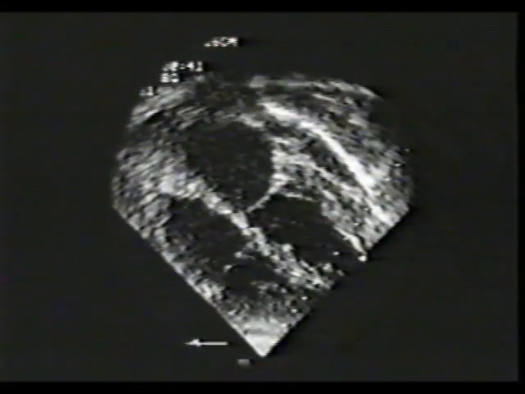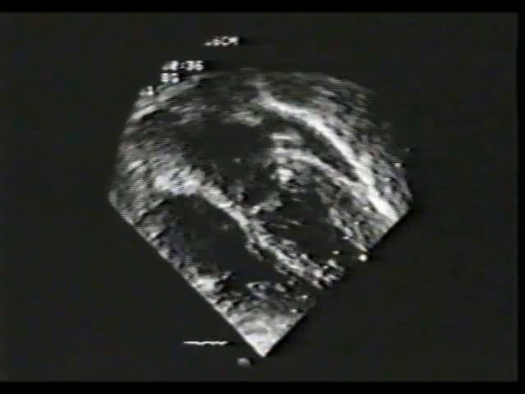This is the subcostal four-chamber view. This is left atrium, left ventricle, right ventricle, and right atrium. Features to note include an intact atrial septum, marked right ventricular free wall hypertrophy, and normal systolic function. There's also a small amount of pericardial effusion present. These features are clearly evident in real time.